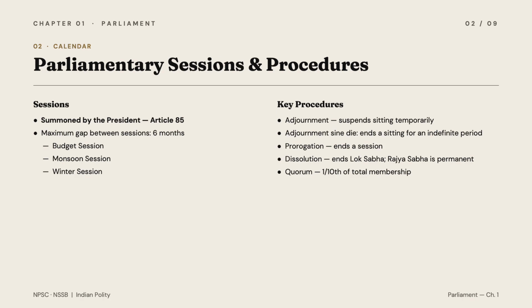So quorum is the minimum number of members of Parliament that you need in order to have a meeting, in order to have a session, in order to have a sitting. Any kind of parliamentary session will require a quorum, a minimum of 1/10 of the total membership. That's what the quorum is all about.